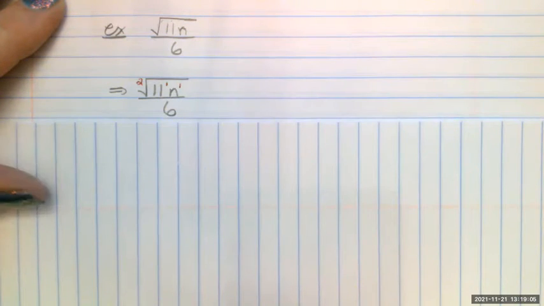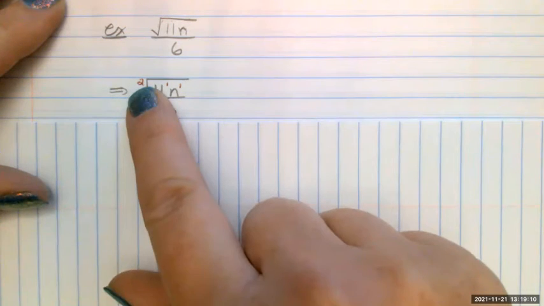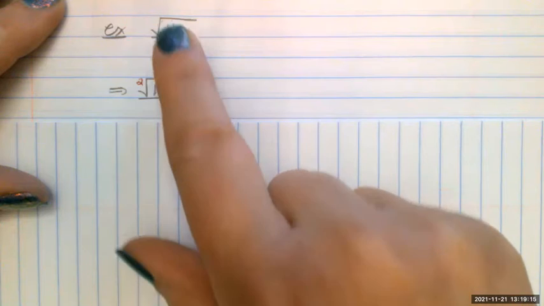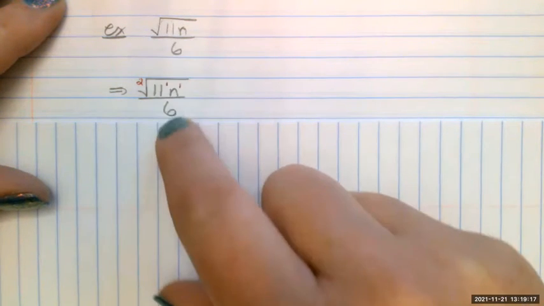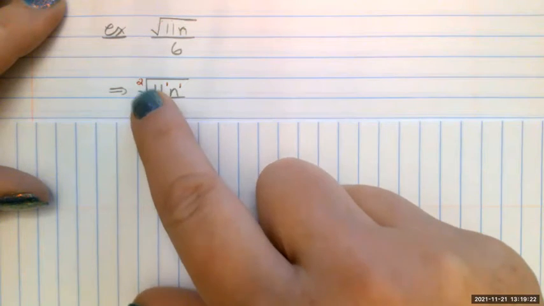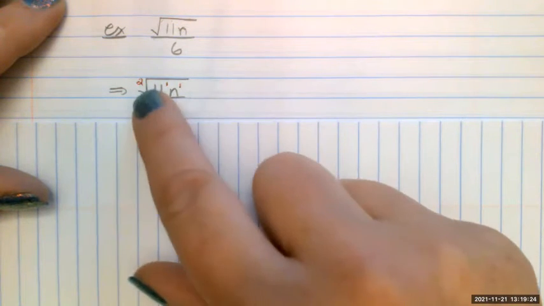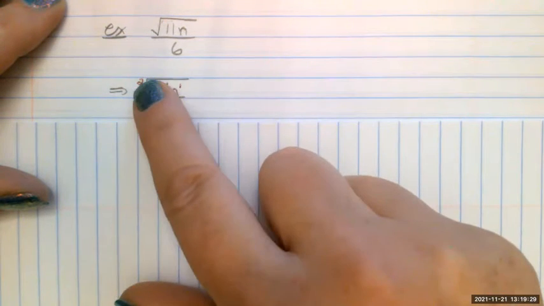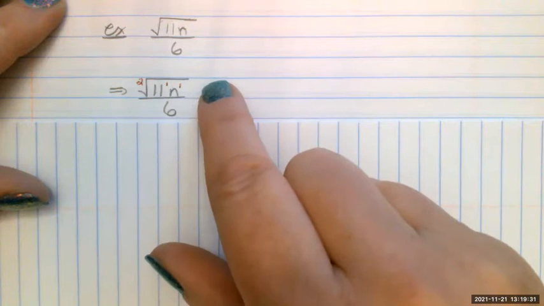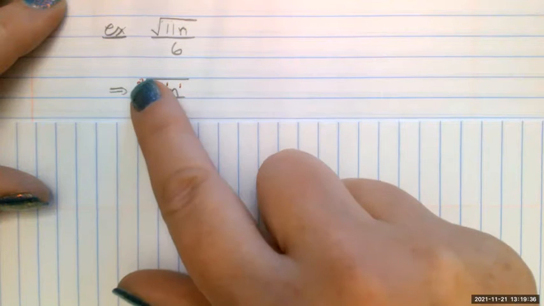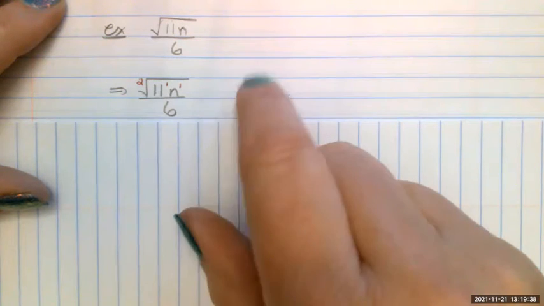A few things that we need to understand in this problem is the fact that the index is 2. I have 11 and n. Again, if there are no powers, the powers are 1. In order to rationalize my numerator, the index is 2. The only way to rationalize is to match the same index. So I need to multiply top and bottom by the same thing. In this case, I have to multiply by the square root of 2 over the square root of 2.